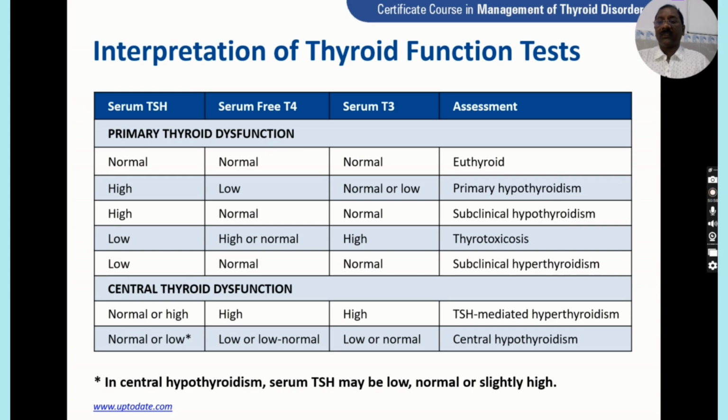If the TSH is normal or low, but the T4 and the T3 are low or low normal, that is hypothyroidism. So in central hypothyroidism, the TSH may be normal or low, while your T4 and T3 are also reduced. All three are reduced. That is central hypothyroidism. In central hypothyroidism, serum TSH may be low, normal or slightly high also sometimes.